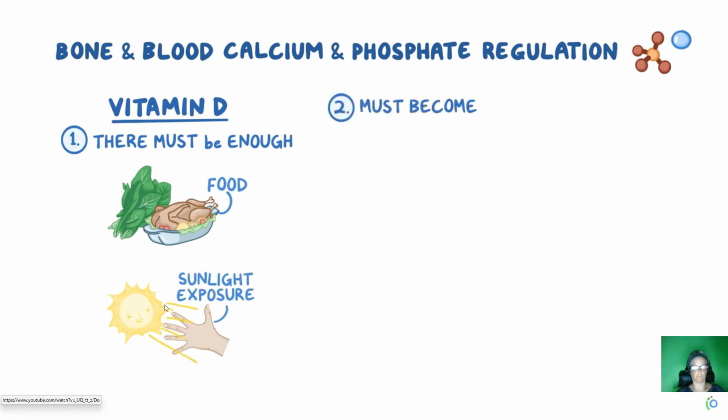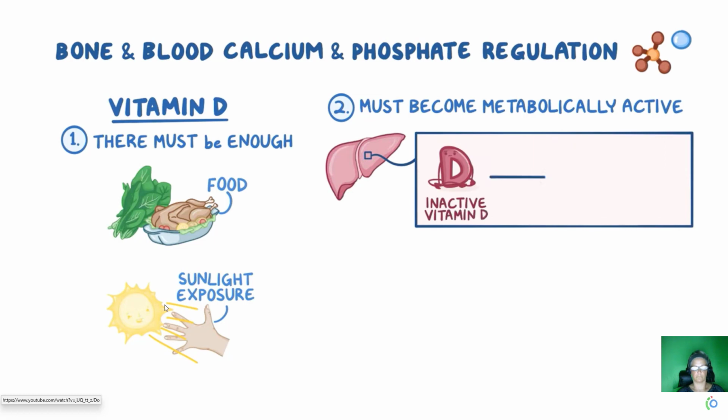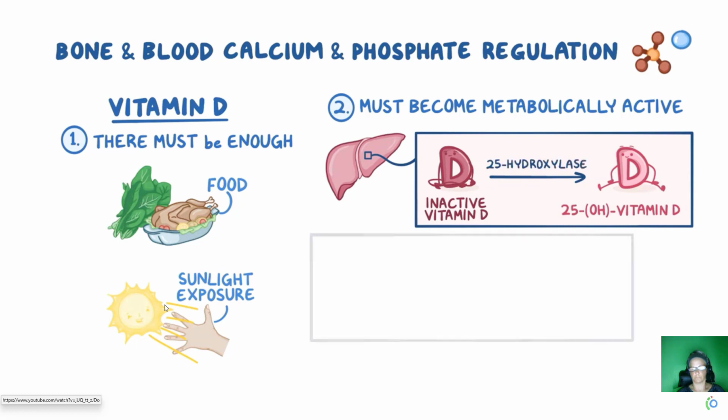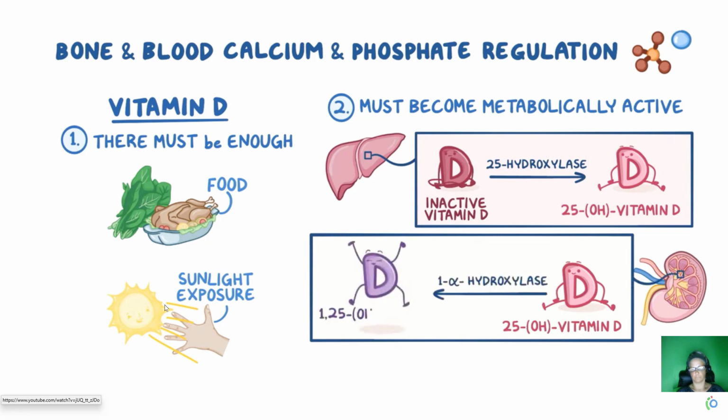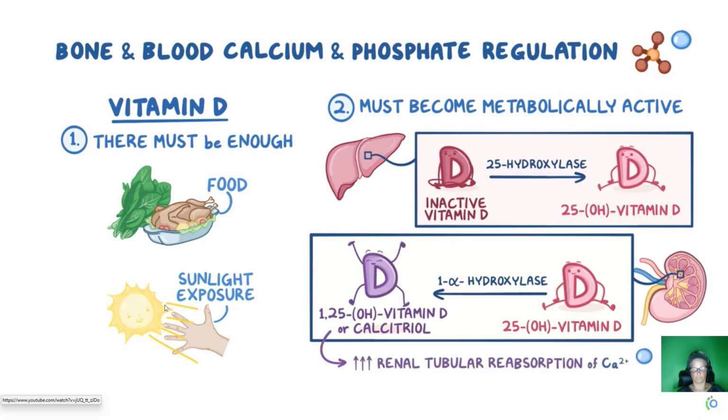Secondly, vitamin D must become metabolically active, and this process also has two steps. First one happens in the liver, where inactive vitamin D is converted into 25-hydroxyvitamin D by the enzyme 25-hydroxylase. 25-hydroxyvitamin D then travels to the kidneys, where the enzyme 1-alpha-hydroxylase converts it to 1,25-hydroxyvitamin D, or calcitriol, which is the active form of vitamin D. Calcitriol increases renal tubular reabsorption of calcium, which reduces the loss of calcium in the urine. Calcitriol also increases the intestinal absorption of calcium and phosphate.